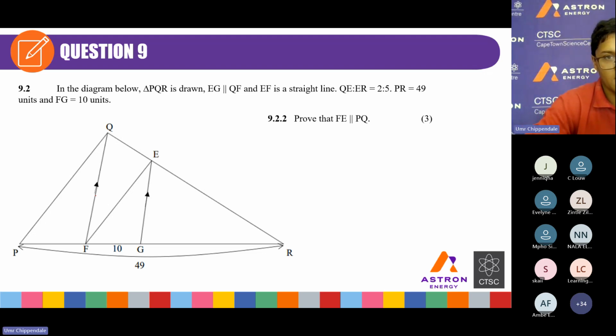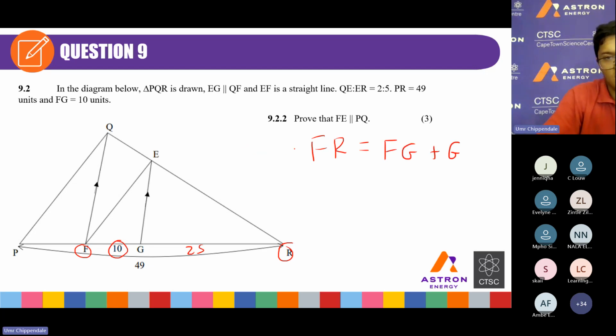We know things now about FG, which is 10. We know GR, which is calculated as 25. So that means if we take just from F to R, let's write that down. FR is going to be equal to FG plus GR, and that is 10 plus 25, which is equal to 35.